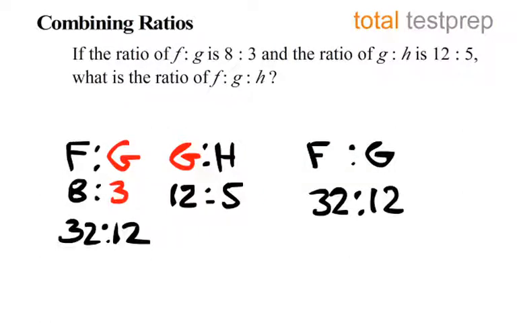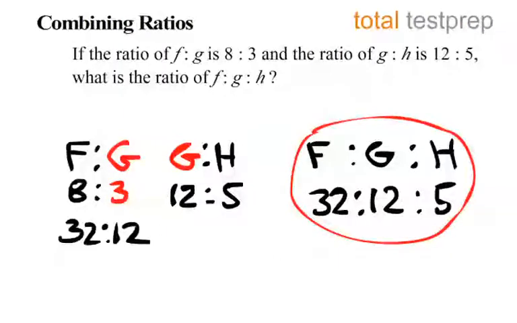So now we know that the ratio of f to g is 32 to 12. We know that the ratio of g to h is 12 to 5. Therefore, the overall ratio is 32 to 12 to 5. And so the answer is 32 to 12 to 5.